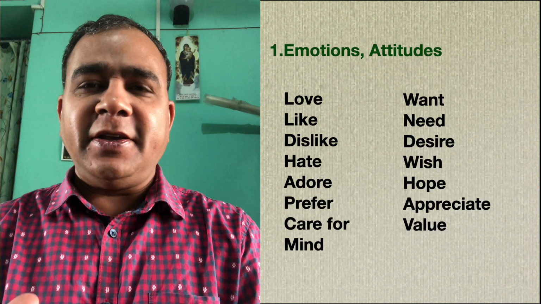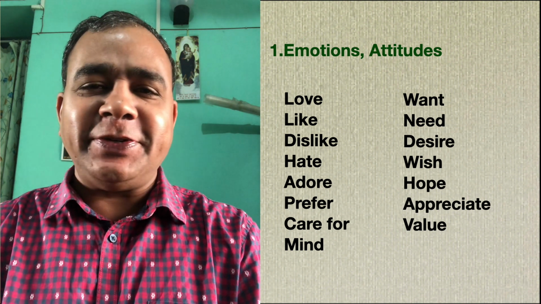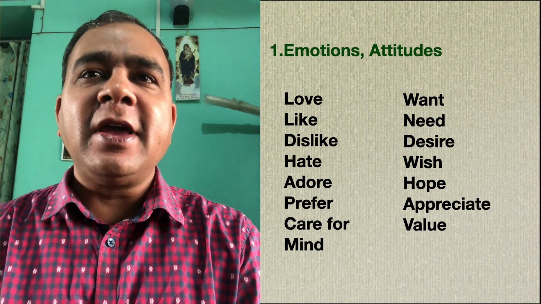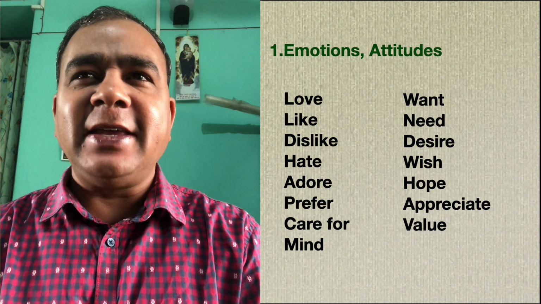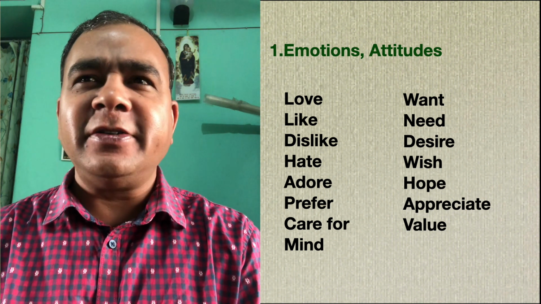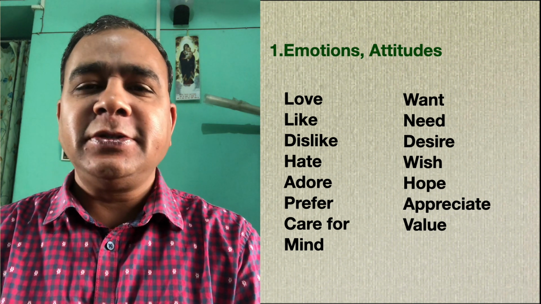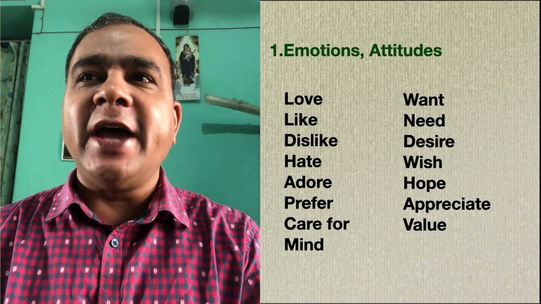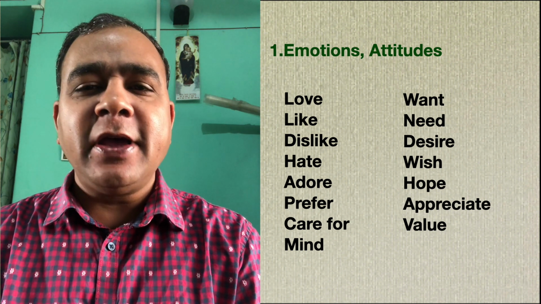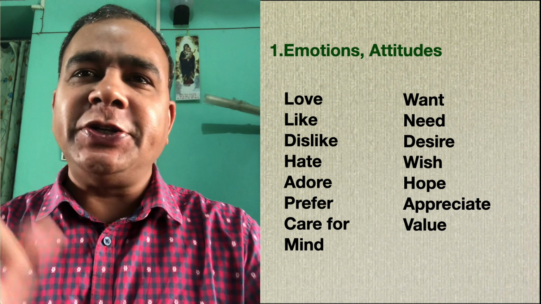Let's see the first category. The words related to emotions and attitude. Okay, what are those? Say for example, love, like, dislike, hate, adore, prefer, care for, mind, want, need, desire, wish, hope, appreciate, value. These are words related to emotions and attitude.